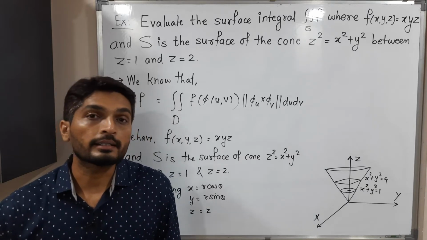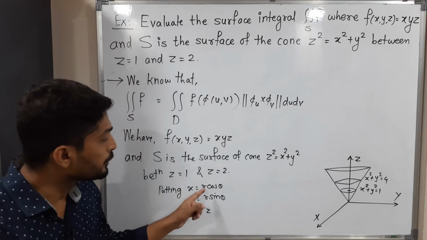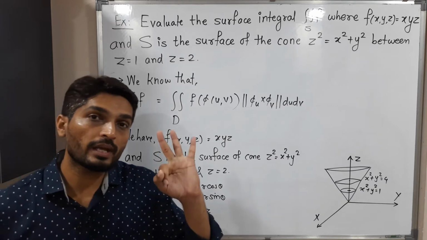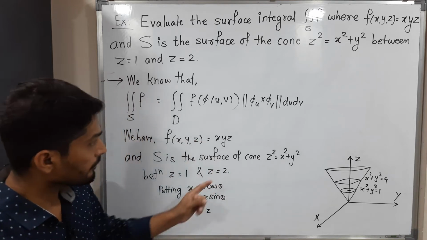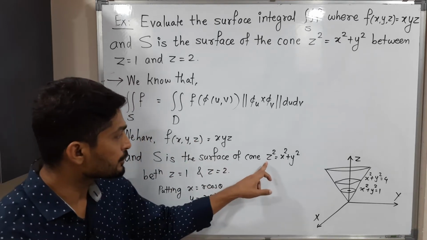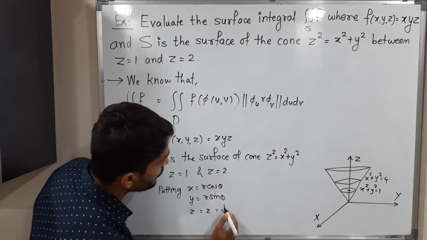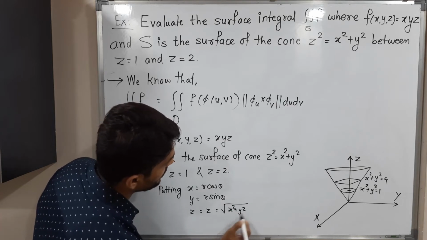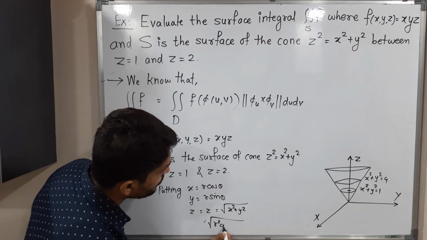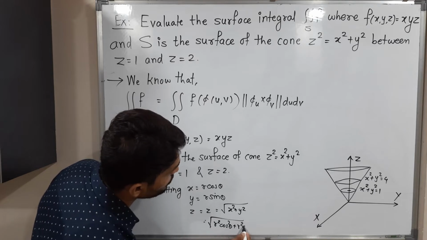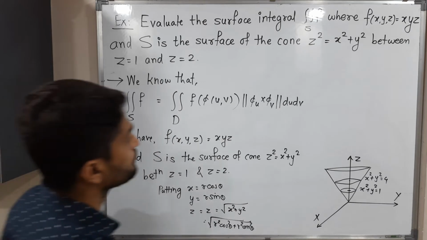But the problem is that in parameterization we reduce the variables. Here we have three variables x, y, z and the new variables are r, theta and z. Again we have three variables. Actually we should express it in terms of two variables. For that I am going to use the equation of the cone, z square is equal to x square plus y square. So z is equal to square root of x square plus y square. I'm going to put these values of x and y here: r square cos square theta plus r square sin square theta. Okay, so we have some space, let us use it.